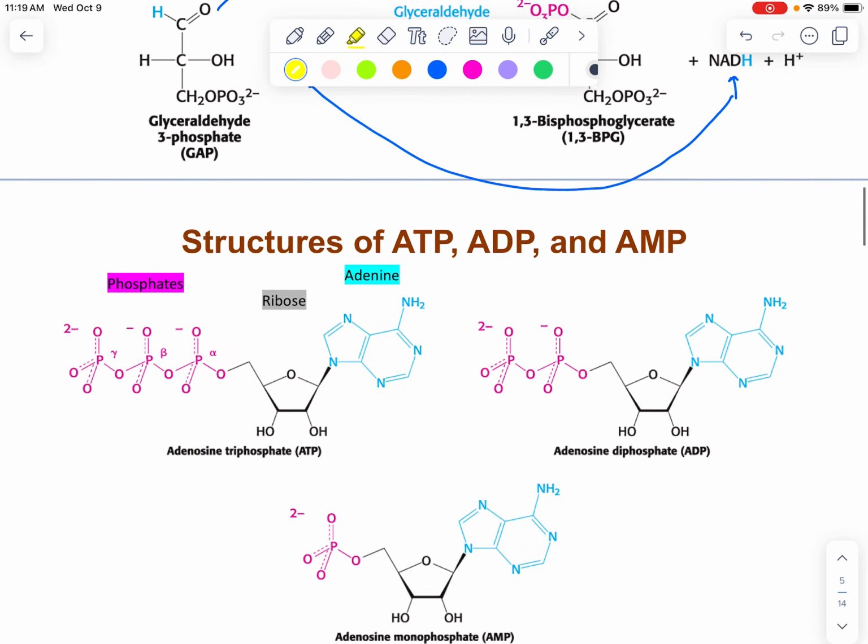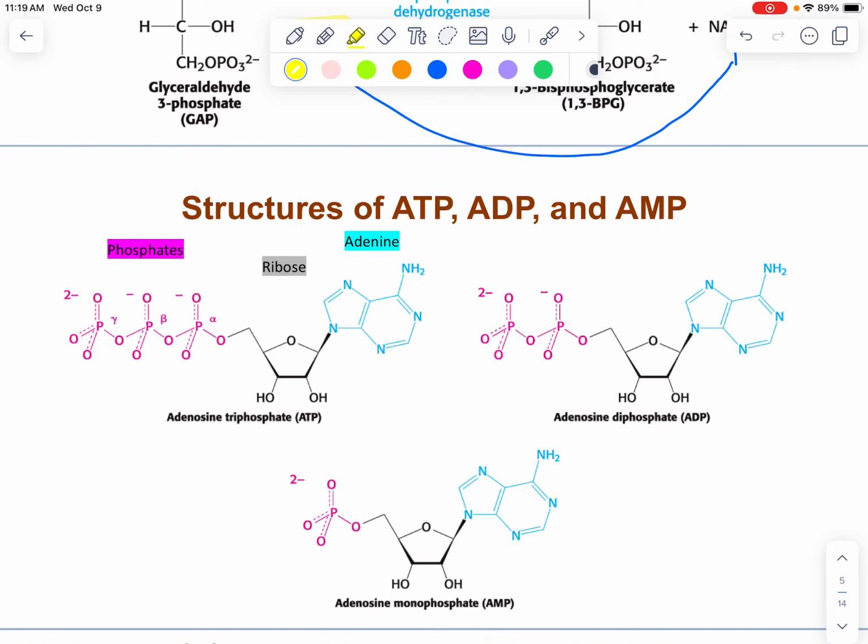All right, let's look at some of the structures. I said we were going to focus on the structure-function relationship. ATP, ADP, AMP. We've looked at this molecule before, but it has the adenine piece shown in blue, the ribose sugar shown in black, and then the phosphate groups. And they differ on the number of phosphates. So we have triphosphate, diphosphate, monophosphate.